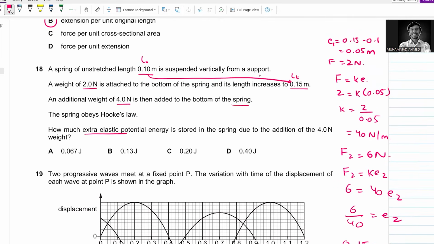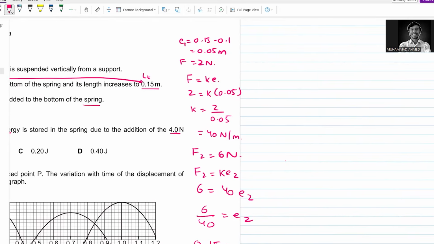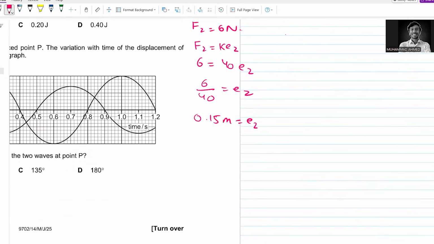अच्छा, क्या लिखा हुआ है? How much extra elastic potential energy. एक्स्ट्रा का मतलब क्या है यहाँ पे? Additional strain energy या additional elastic potential energy is stored in the spring due to the addition of the 4 Newton weight. अच्छा जी, कितनी एनर्जी एक्स्ट्रा स्टोर हो रही है, or what is the additional strain energy when you apply a 4 Newton weight? So do you remember the formula of additional strain energy? Do you remember the formula of additional strain energy?